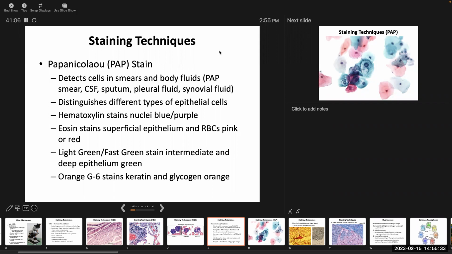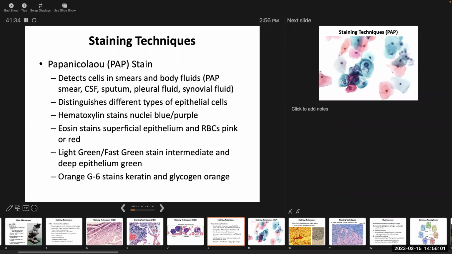It's a staining method that's used to detect cells either in what's called a smear, where they take a sample of cells from some tissue in your body and smear that onto a microscope slide and look at it with the microscope. Or the Pap stain is also used for detecting the presence of cells in bodily fluids, such as looking for the presence of cells in cerebrospinal fluid.